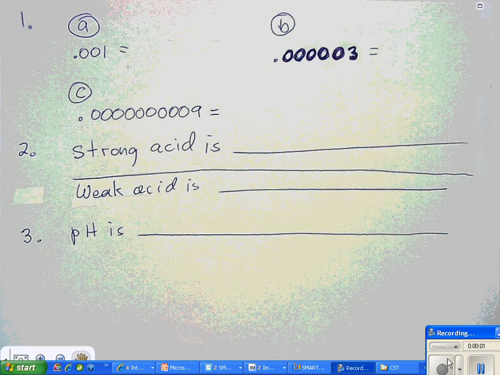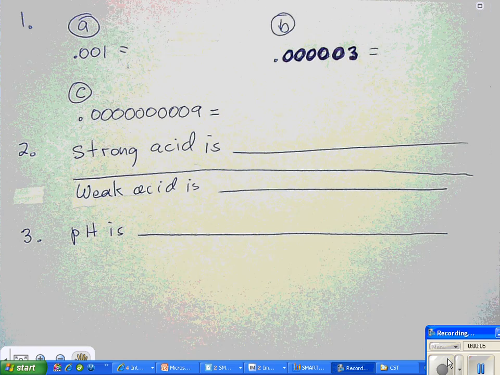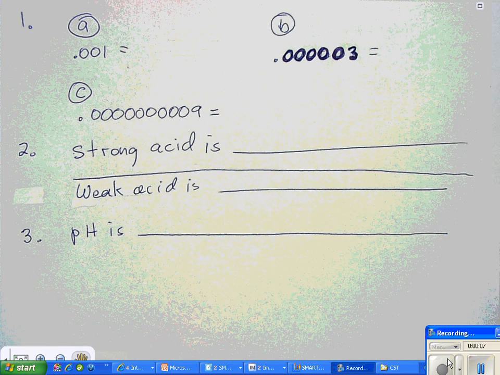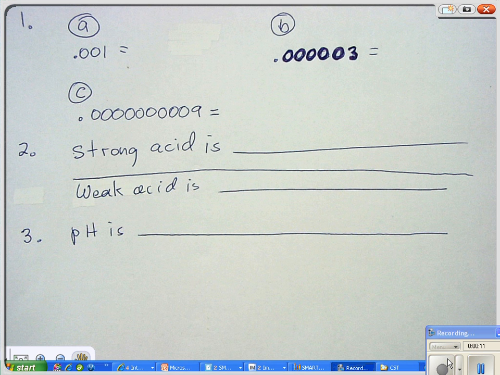Okay, we're going through the do now for May 5th, and on here we were being asked to convert these decimals into, actually what we're doing is creating scientific notation. And to put this in scientific notation, we have to move this decimal here over 1, 2, 3 places so that we have one whole number to the left of the decimal. And that makes it scientific notation.